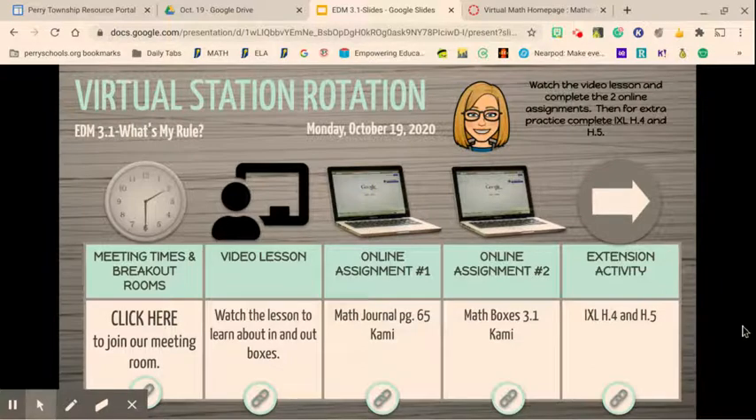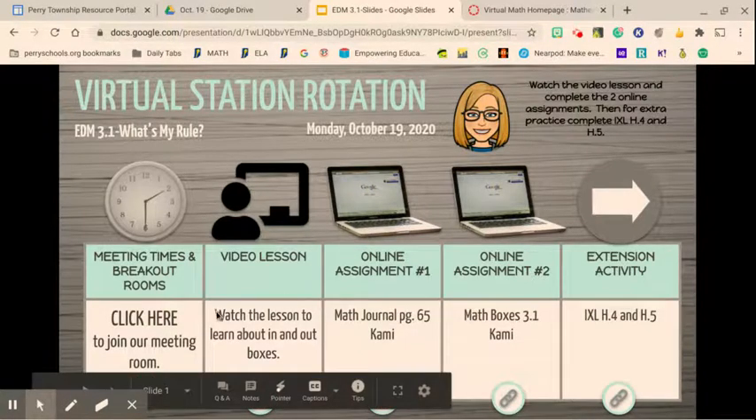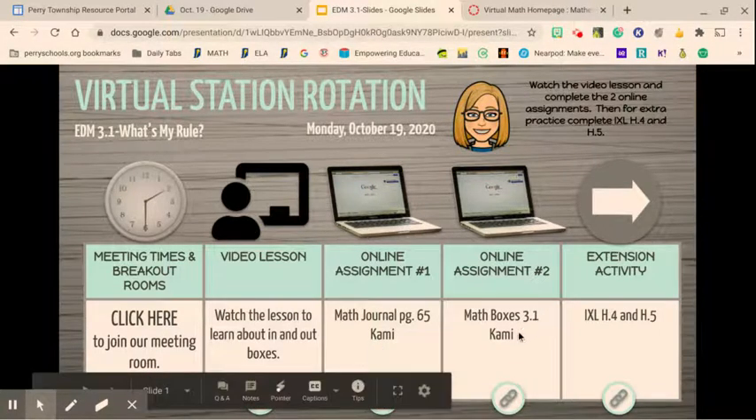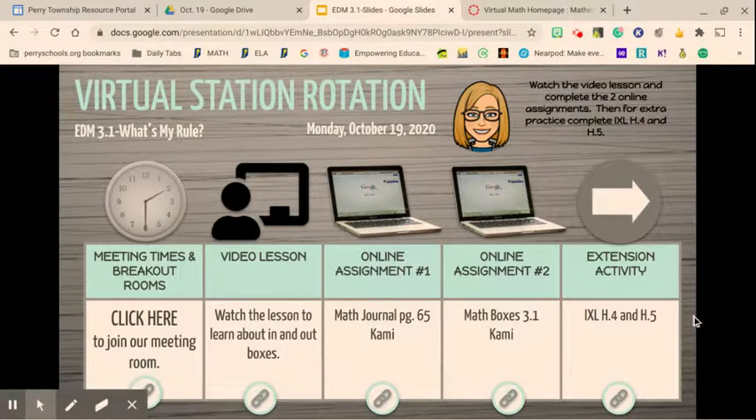So you'll have an option to click in and join the Google Meets here. And then you will have the option to watch the video. You will have one assignment with it, which is Math Journal page 65, and you'll need to complete that and turn it in to me in Cami. You will have a second online assessment, which is Math Boxes 3.1, and you will do that in Cami as well. And then you have an extension activity, which is something that you can do to get some more practice with the skill for that day.